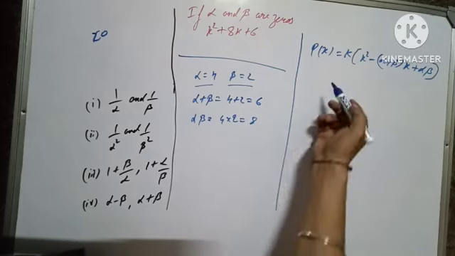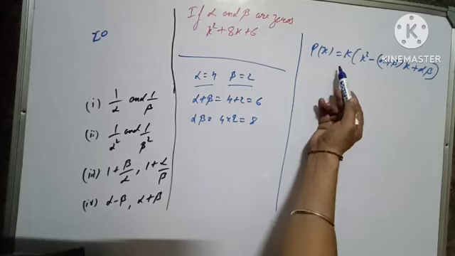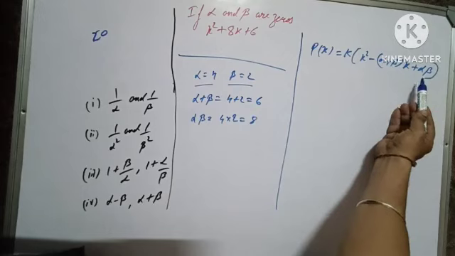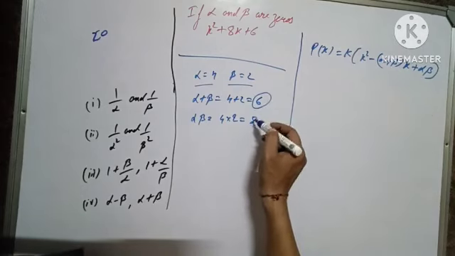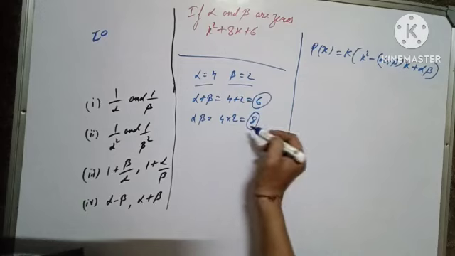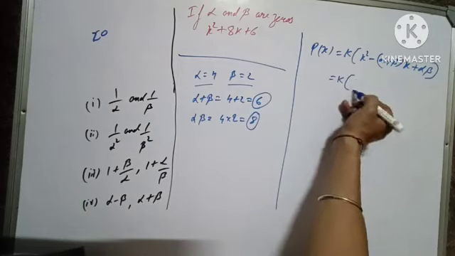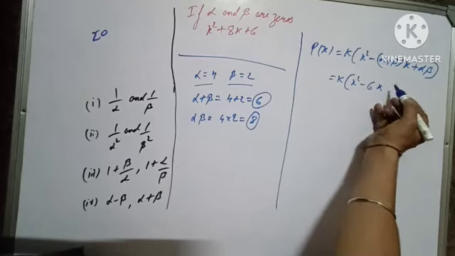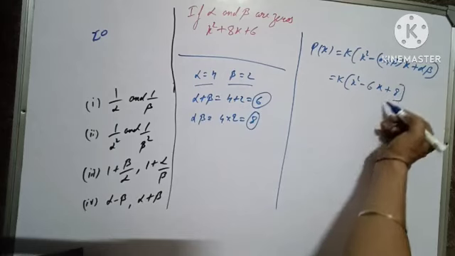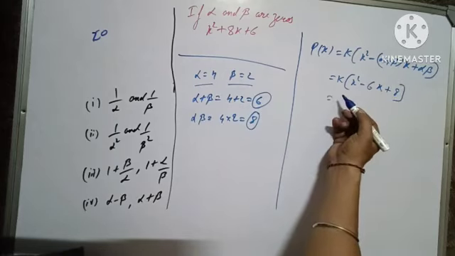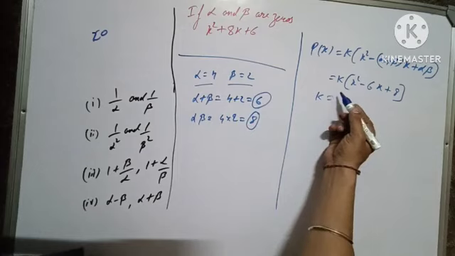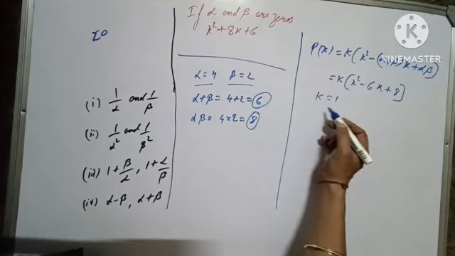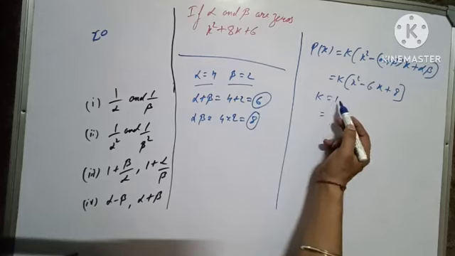We use this formula to find the polynomial whose sum of zeros and product of zeros are known. We substitute the value of alpha plus beta as 6 and alpha beta as 8 in the equation: k into x squared minus (alpha plus beta) into x plus alpha beta, where k is any natural number. We can give any natural value of k. Let us give the value of k as 1.